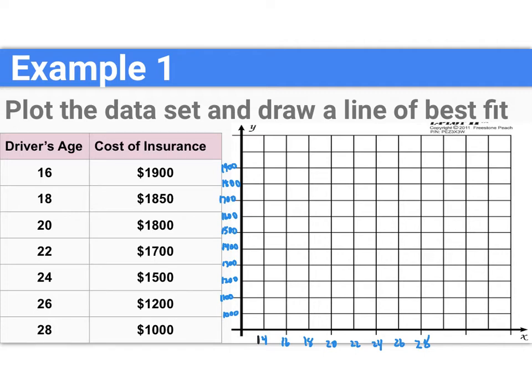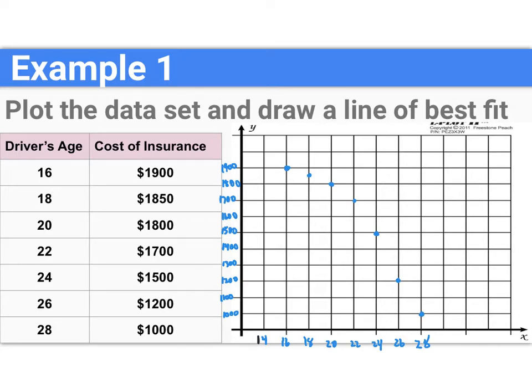So at 16, car insurance costs 1,900. At 18, it's about 1,850. At 20, it's about 1,800. At 22, it's about 1,700. At 24, it's about 1,500. At 26, it's about 1,200. And 28 is about $1,000.